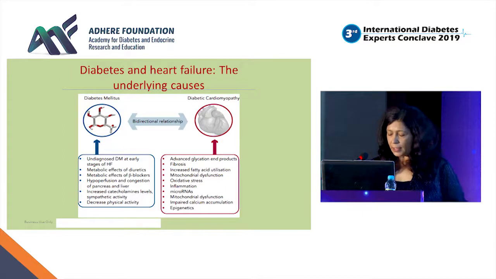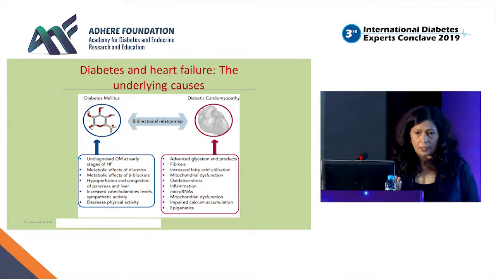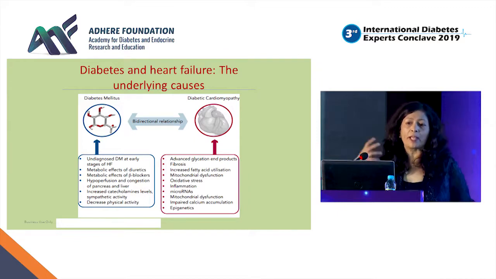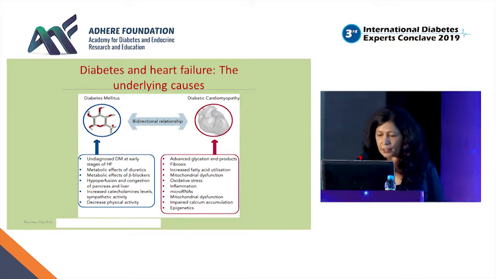As we were saying, it's a bidirectional relationship. By that I mean there are lots of studies where patients who were followed up for chronic heart failure show a much higher incidence of developing diabetes. So there is a relationship which is bidirectional.